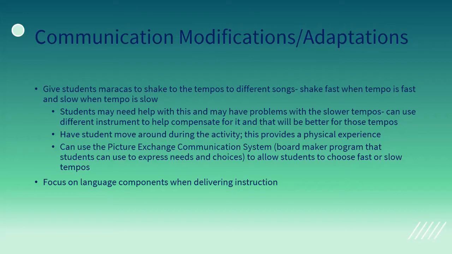And another thing that you could use is something called the Picture Exchange Communication System. This is a Boardmaker program that students can use to express their needs and choices. And all they do is just click a picture, and then that picture will show you what their choice or their needs are at that time. So this will help allow students to choose fast or slow tempos. So they just choose that fast tempo picture or that slow tempo picture. And then another modification would be to focus on the language components when delivering instruction.